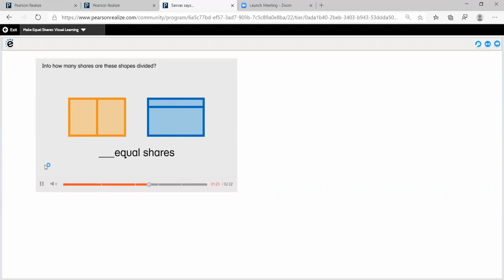Into how many shares are these shapes divided? Each shape has 2 shares. Which shape is divided into 2 equal shares? So our orange rectangle has been divided into 2 shares or pieces. Our blue rectangle has been divided into 2 shares or pieces. But which one is divided into 2 equal shares? Remember, equal means the same.